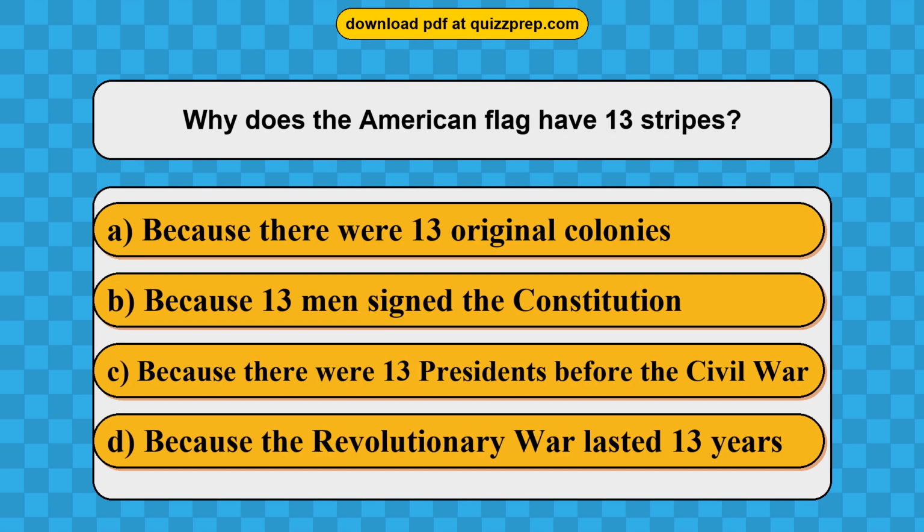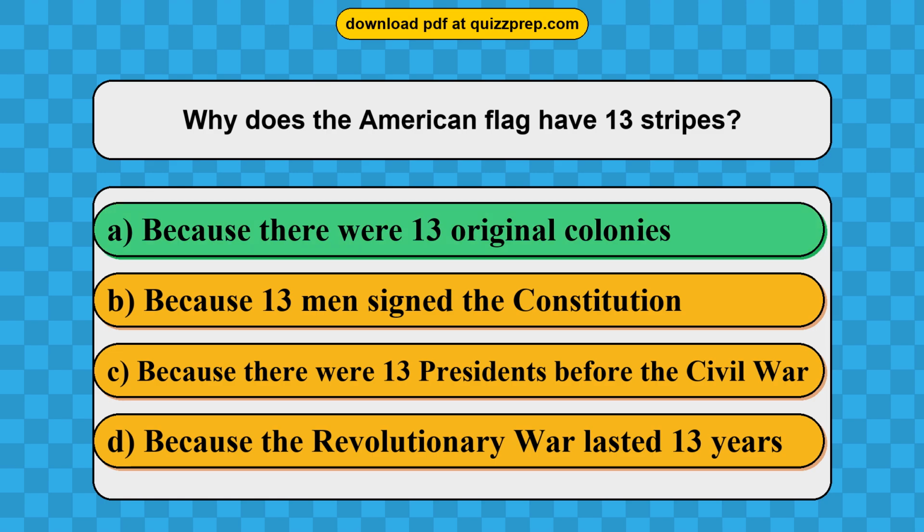Question 21. Why does the American flag have 13 stripes? Option A. Because there were 13 original colonies. Option B. Because 13 men signed the Constitution. Option C. Because there were 13 presidents before the Civil War. Option D. Because the Revolutionary War lasted 13 years.